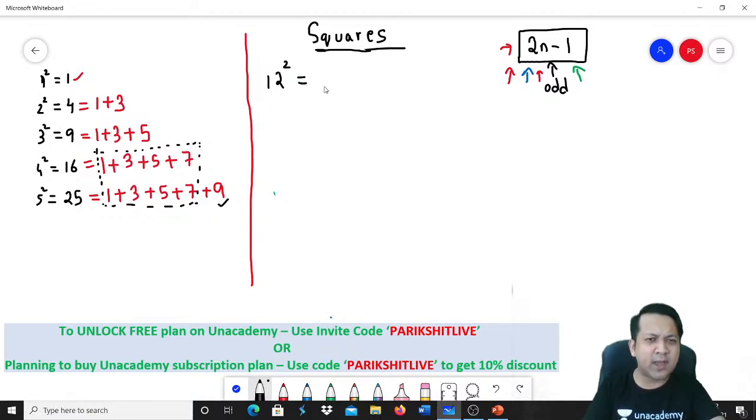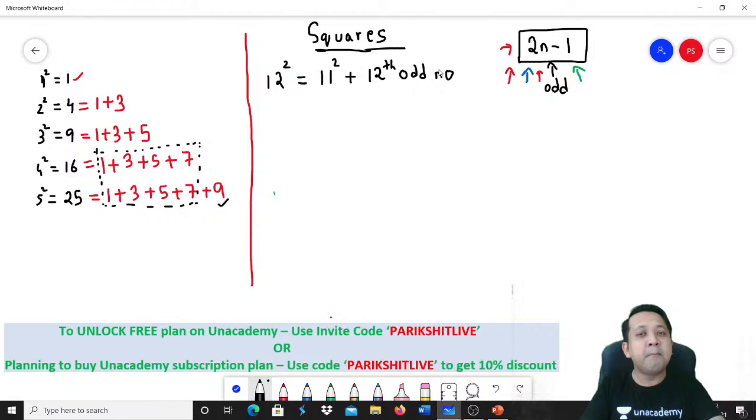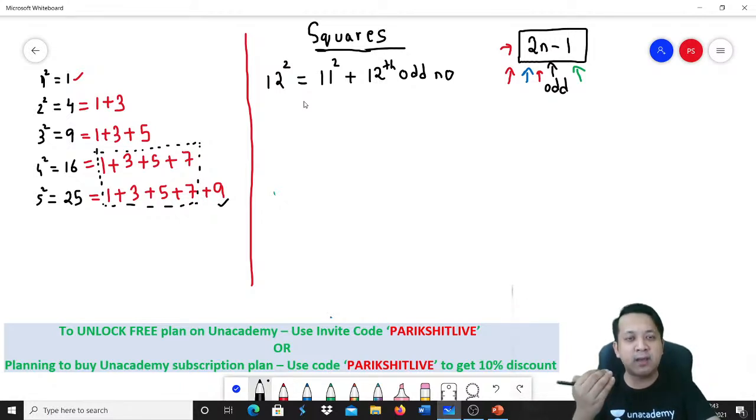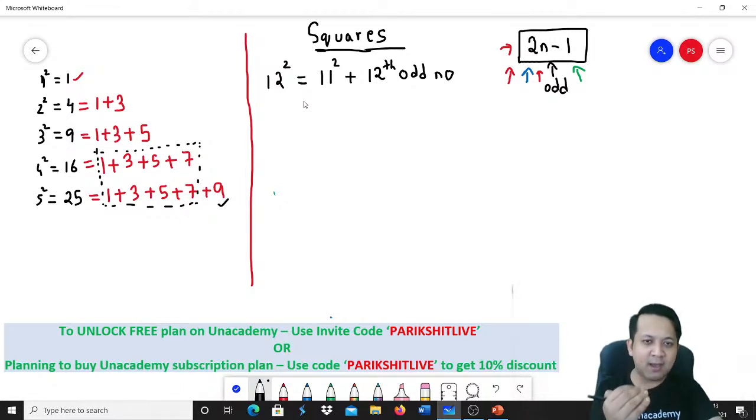What is 12 square? 12 square, can I say, will be the same as 11 square plus the 12th odd number. Do you agree on this? Yes? Many a time, like in this question, 11 square you directly know. But let's assume the number was 92 square. If it is 92 square, then 91 square plus the 92nd odd number will probably take some time to calculate.